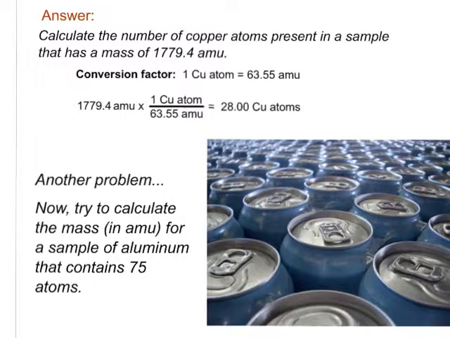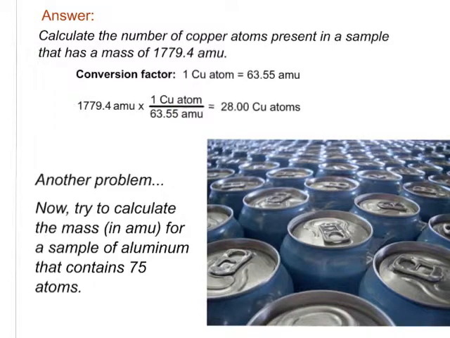Here's our conversion factor. We start with our 1,779.4 atomic mass units of copper, and we multiply by the conversion factor. If you look on the periodic table, you see that 63.55 atomic mass units is the mass of one copper atom. Okay, and that equals 28.00 copper atoms. We're limited by 4 significant figures here, right? There are 4 sig figs.